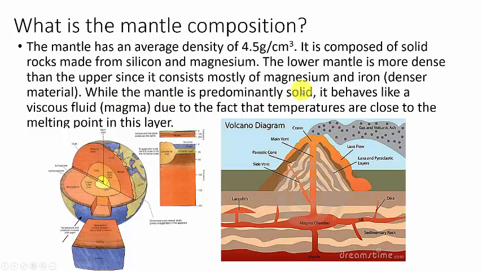While the mantle is predominantly solid, so these are all rocks that we're talking about, it behaves like a viscous fluid. The viscous fluid we're talking about, not necessarily liquid yet, is called magma, due to the fact that temperatures are close to melting points in this layer. So these solids are almost about to melt, getting almost into a complete liquid state. If you think of volcanoes, when one erupts, the lava comes out. Before it's lava, it's actually magma.